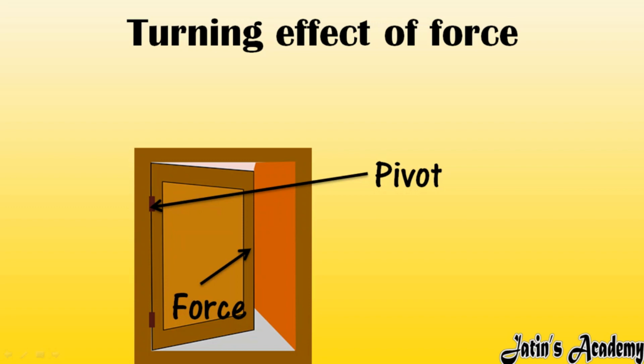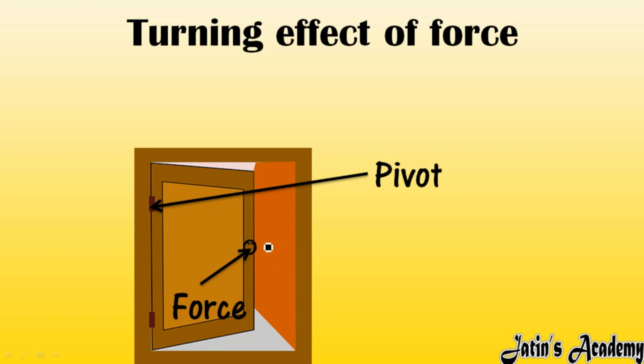Next topic: turning effect of force. So what do you mean by turning effect of force? When any object is fixed at some point, for example, we have this door. This door is fixed at some point. This fixed point is nothing but the pivot, or you can say pivoted point. So whenever you apply the force on the handle, the door starts rotating about the fixed point, and this rotation of the door about the fixed point is called the turning effect of force.